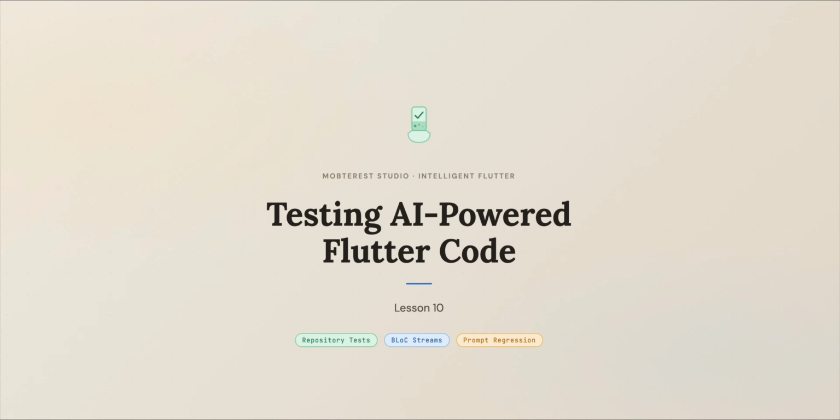By the end of this lesson, you'll know exactly how to test every layer of your AI architecture: repository, BLoC, prompts, and integration, and you'll have the mock AI provider from lesson 6 working harder than ever.